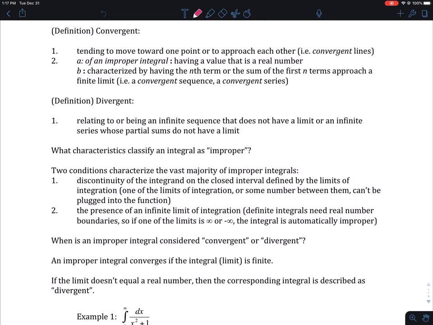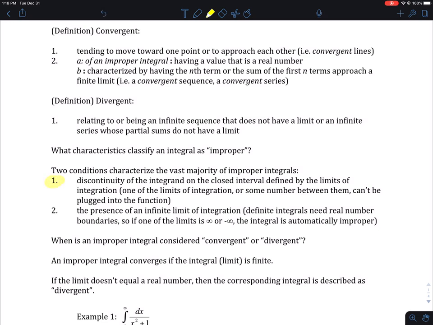Okay, so we're first going to go back to integrals with this first objective, and we're going to look at what it means for an integral to be improper, and then how to evaluate those integrals. An integral is improper if there's a discontinuity in the integral, so between a and b, there's some sort of discontinuity. So that's this first thing here.